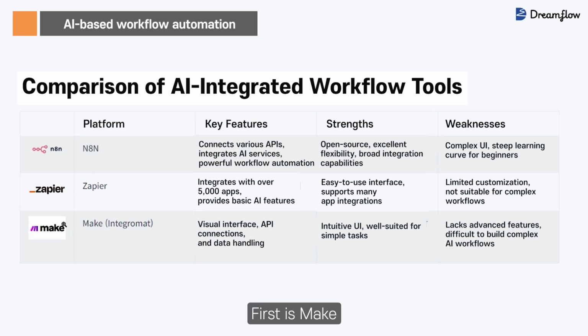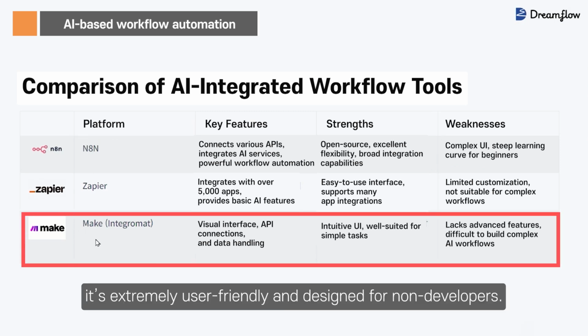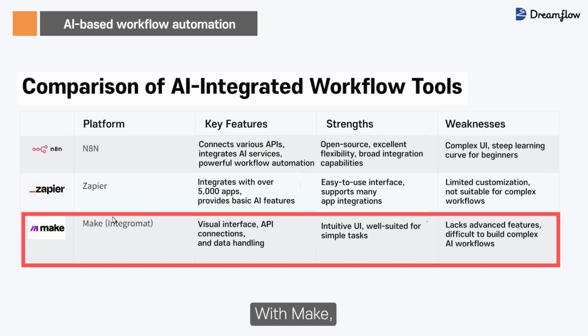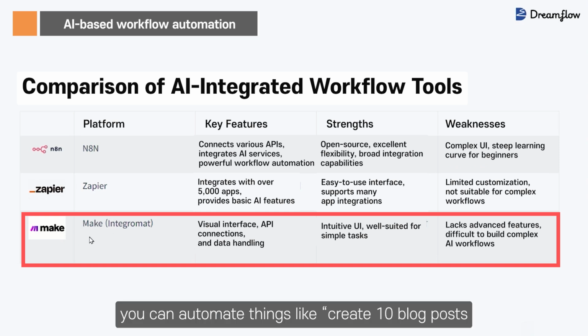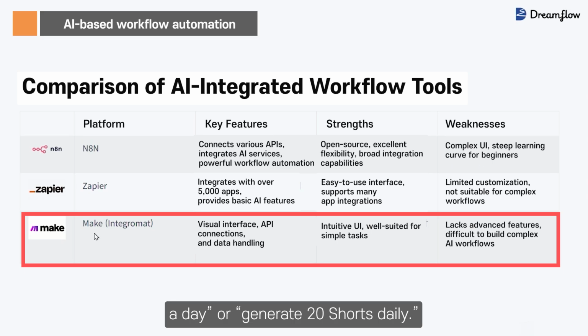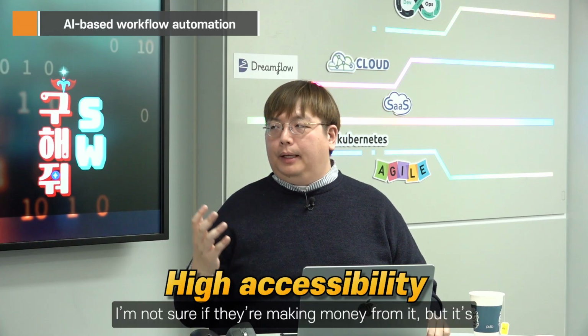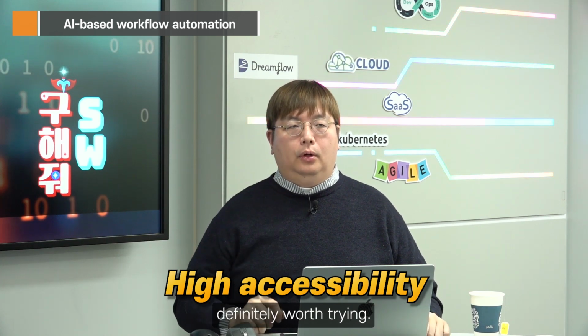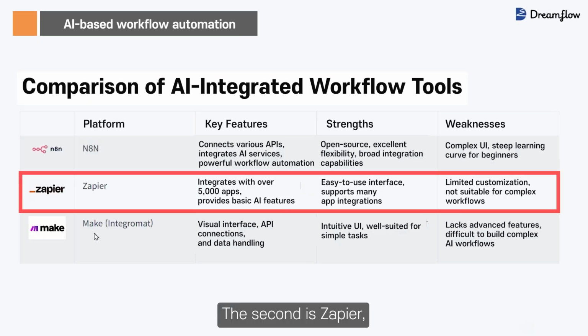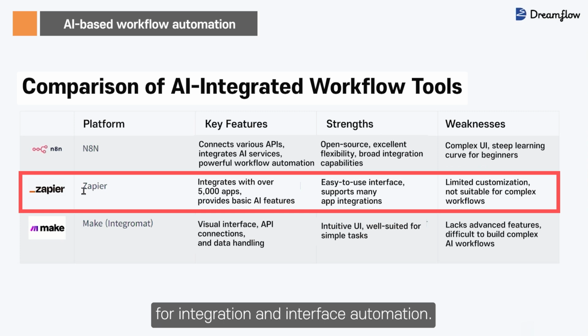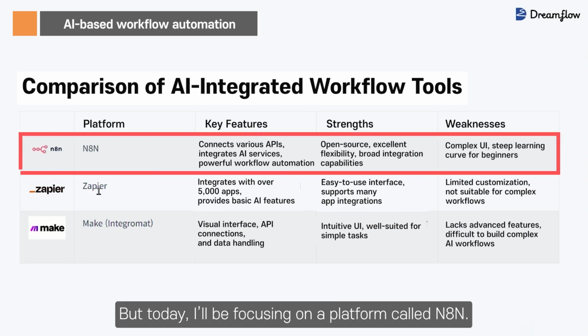First is Make. It's extremely user-friendly and designed for non-developers. With Make, you can automate things like creating 10 blog posts a day or generating 20 shorts daily. Many people teach these use cases or apply them in practice. I'm not sure if they're making money from it, but it's definitely worth trying. The second is Zapier, which is already well known for integration and interface automation. But today, I'll be focusing on a platform called n8n.